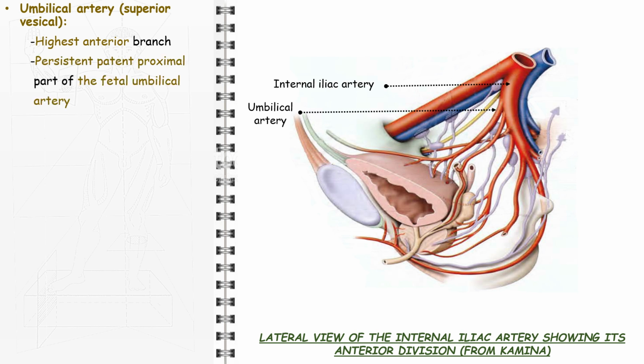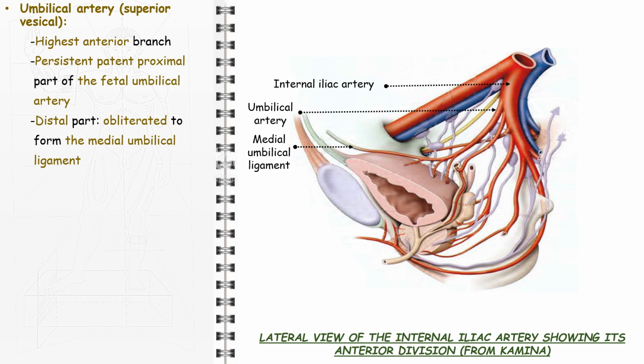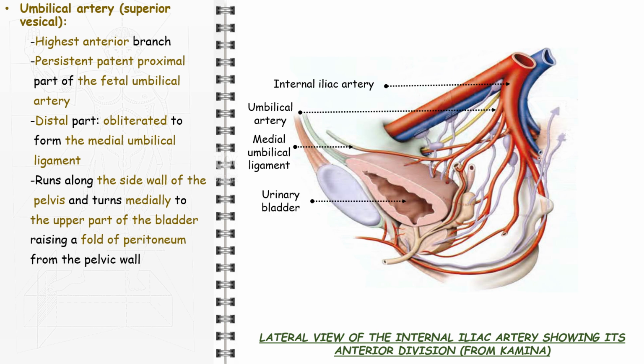The distal part becomes obliterated to form the medial umbilical ligament, which thus appears as the direct continuation of the vesical vessel. The superior vesical artery runs first along the side wall of the pelvis and then turns medially to reach the upper part of the bladder, often raising a fold of peritoneum from the pelvic wall. Apart from the bladder it supplies the adjacent ureter and ductus deferens.